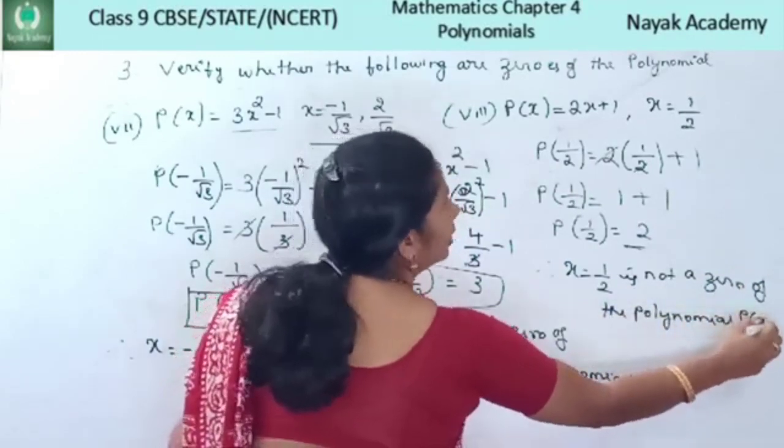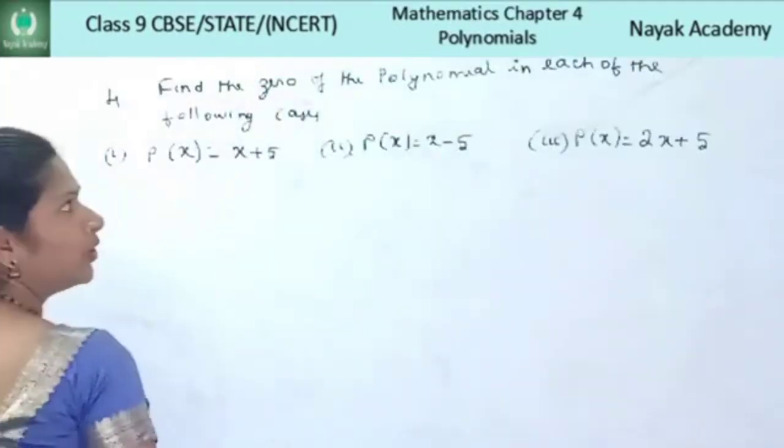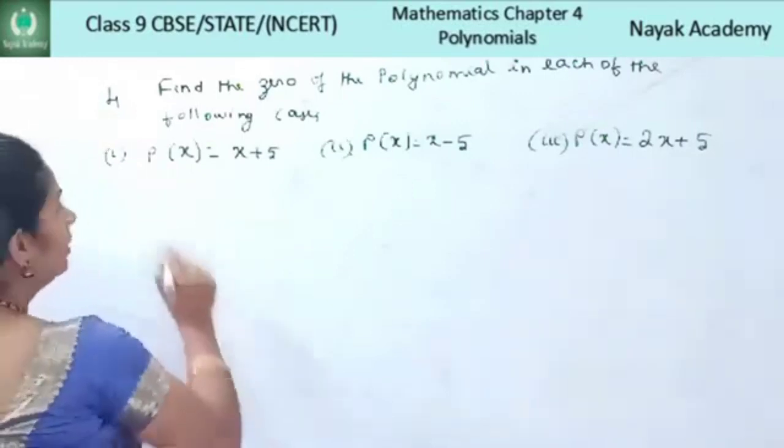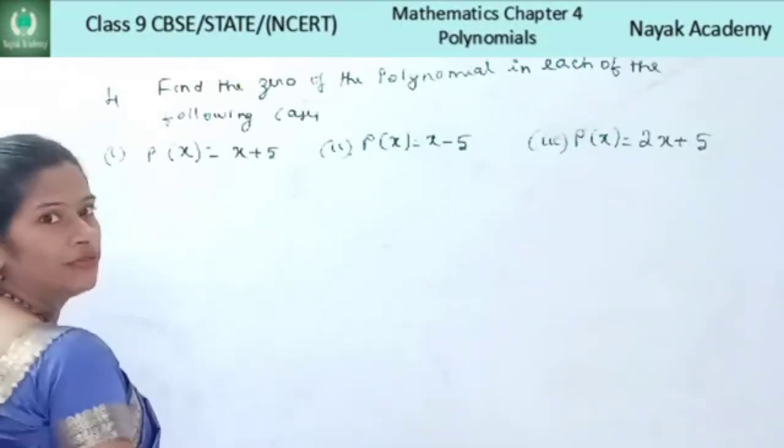Find the zeros of the polynomial in each of the following cases. First one, p of x is equal to x plus 5.